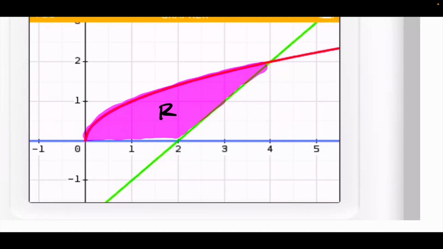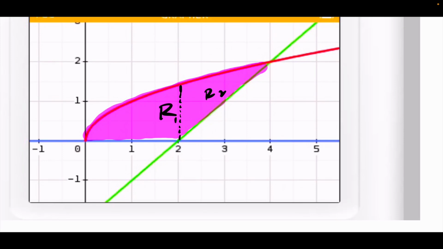What would the bottom color be? Yeah, that's why, right? Sometimes it's blue, sometimes it's green. This is one we're going to have to split into two smaller pieces. So watch what I do. We're going to call this R1 and we're going to call this R2. Why did I do that?